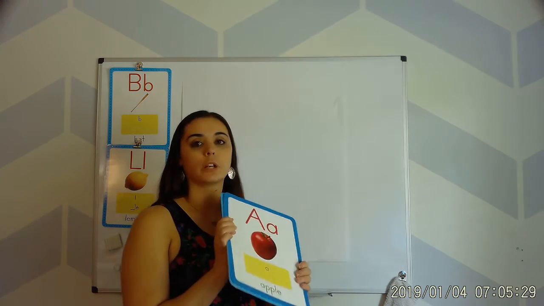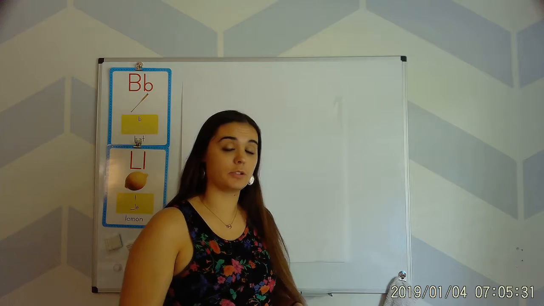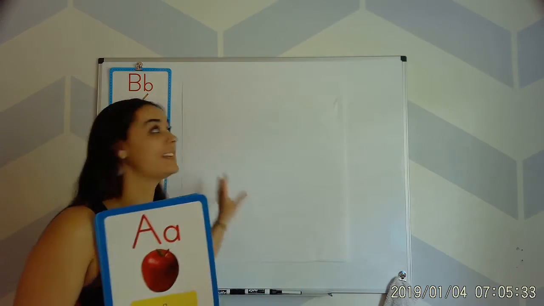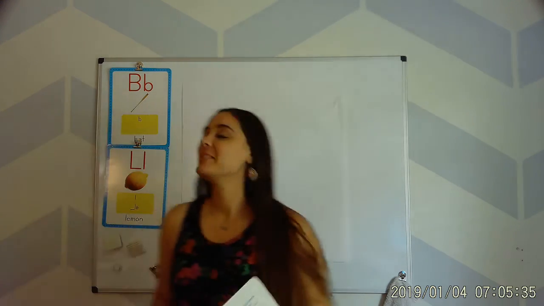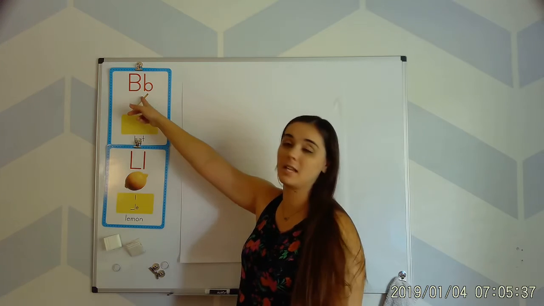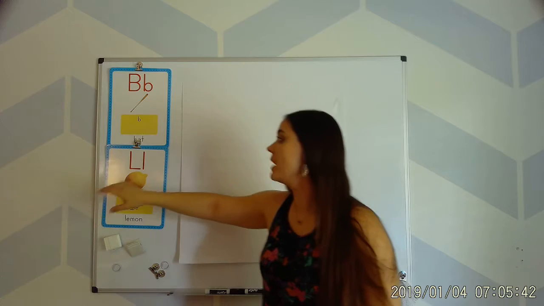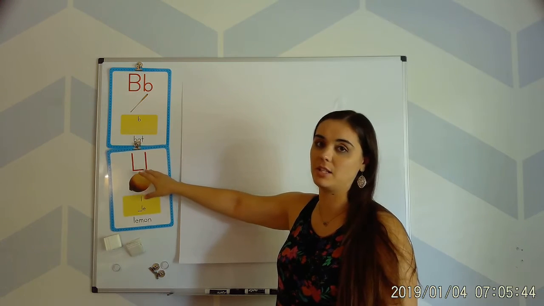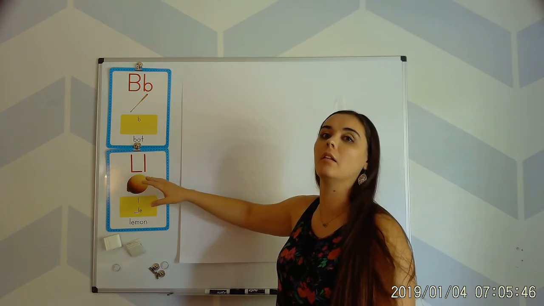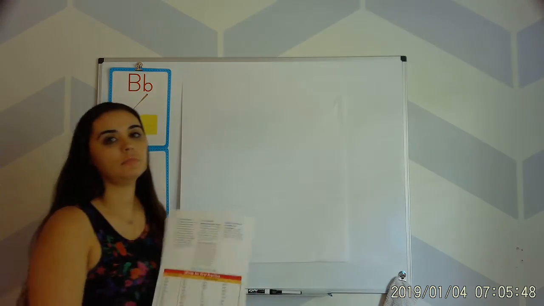So first we're going to go over the letters and sounds that we've learned so far, and then we'll get to blending some of our words. Today we're going to work on the B sound, which says what? Go ahead and shout it out. Buh, buh, thank you. And we're also going to work on the L sound, which says what? Shout it out. Ul, thanks.